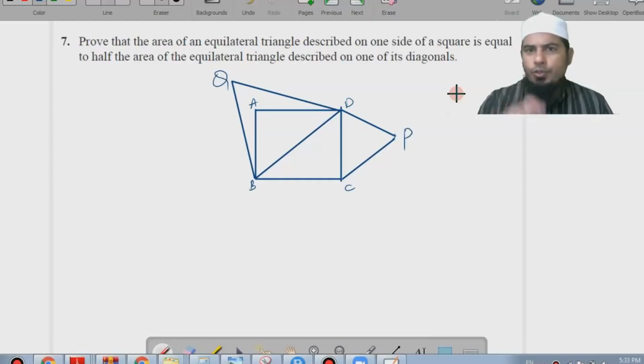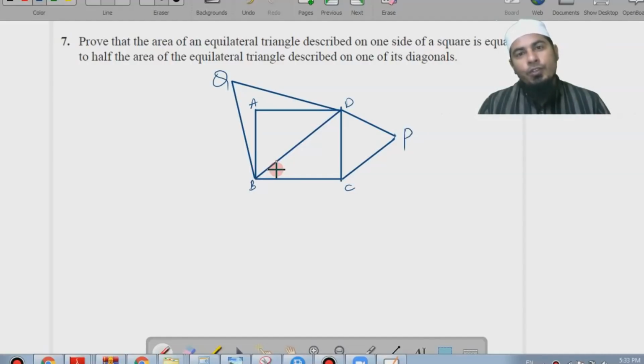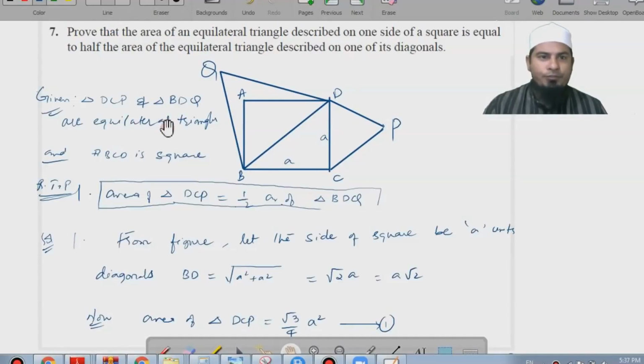Let us discuss orally how to solve this question. All equilateral triangles are similar, and the area of an equilateral triangle is equal to root 3 by 4 a square. When I get a relationship between the side of the square and the diagonal, then using that in the formula for the area of an equilateral triangle, and using the theorem on the ratio of the areas of two similar triangles, we will be able to prove this statement. Let us look at the solution of this.